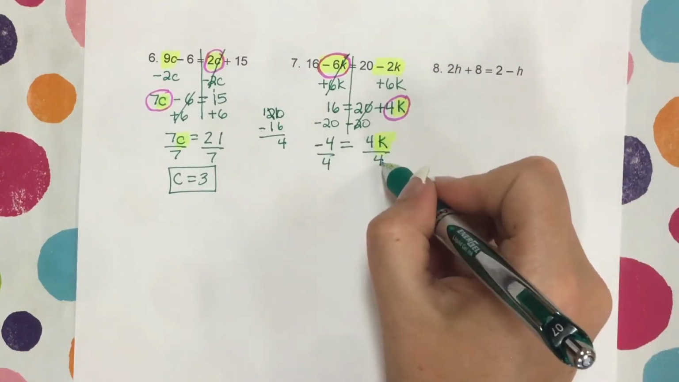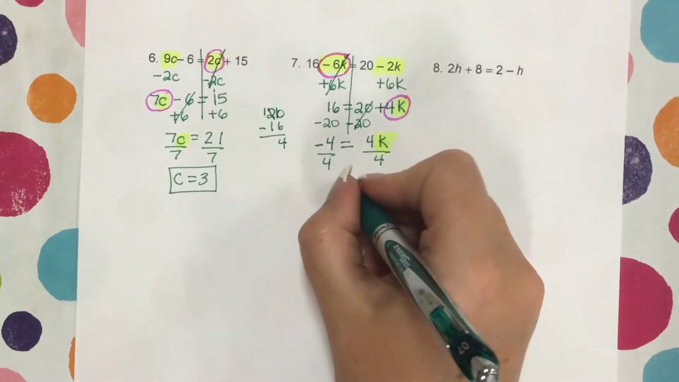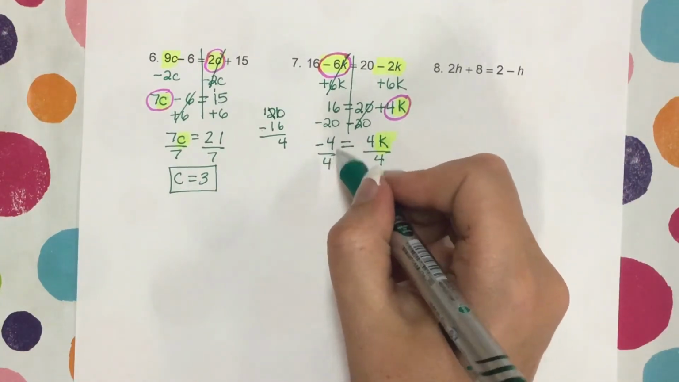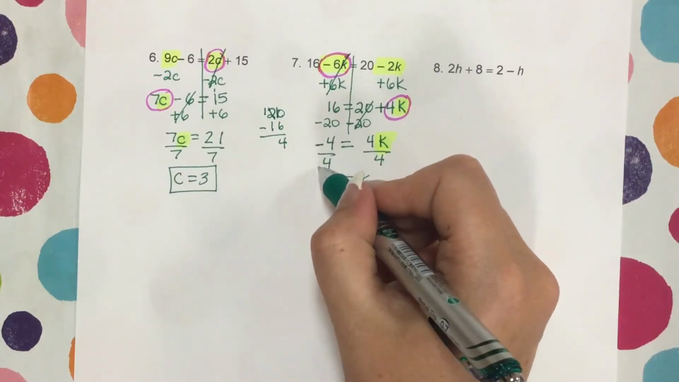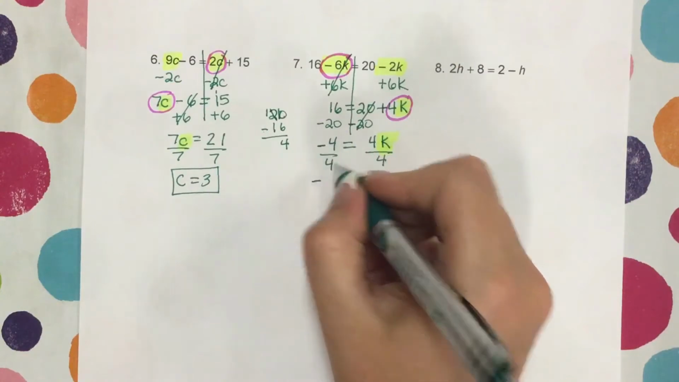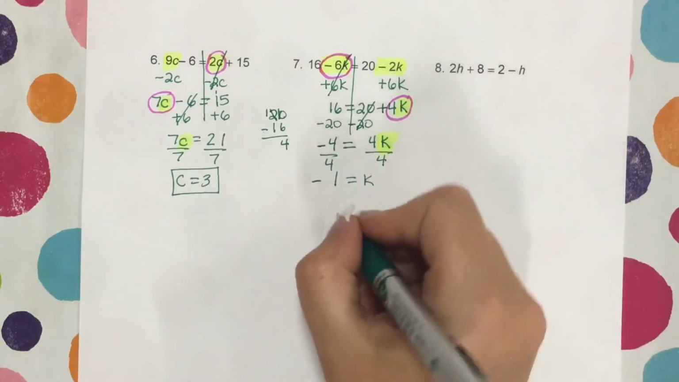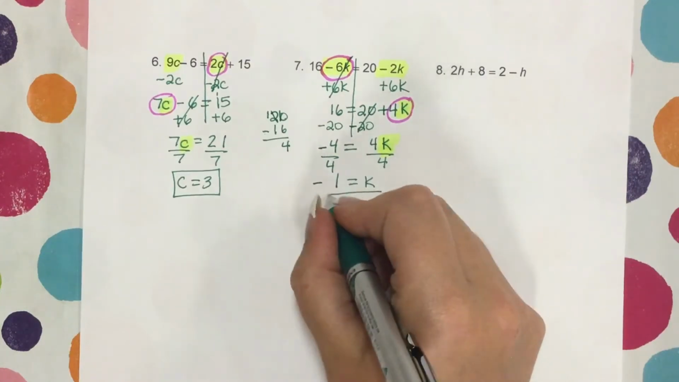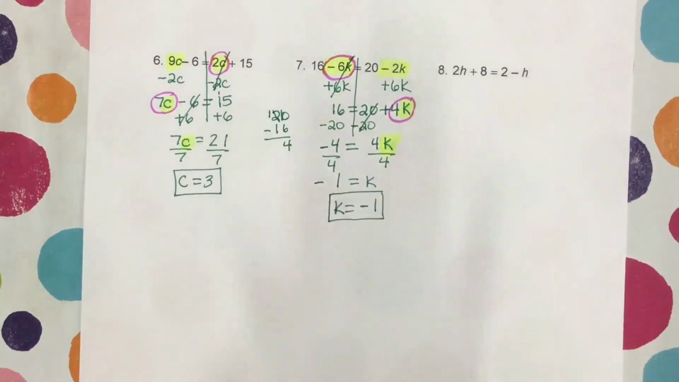Okay, 4 divided by 4 is 1. 1 times k is k. And then over here I have negative 4 divided by 4. So it's a negative divided by a positive. A negative divided by a positive is going to be a negative. And then 4 divided by 4 is 1. And then I'm going to rewrite this because I always like the variables being on the left side. So k equals negative 1. So that's the answer. If you got that right, good job.